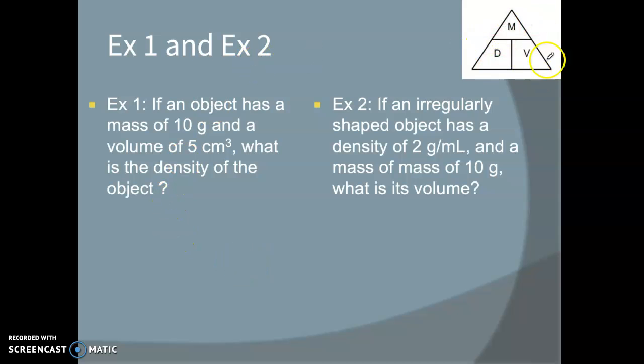So we have our density triangle up here. If an object has a mass of 10 grams, so this is mass, and a volume of 5 cubic centimeters, what's the density of the object? Well, whenever you do your calculations, you just cover up the variable you want. So I'm covering up density, and see how I have mass over volume? That tells me that my equation will be density is equal to mass over volume.